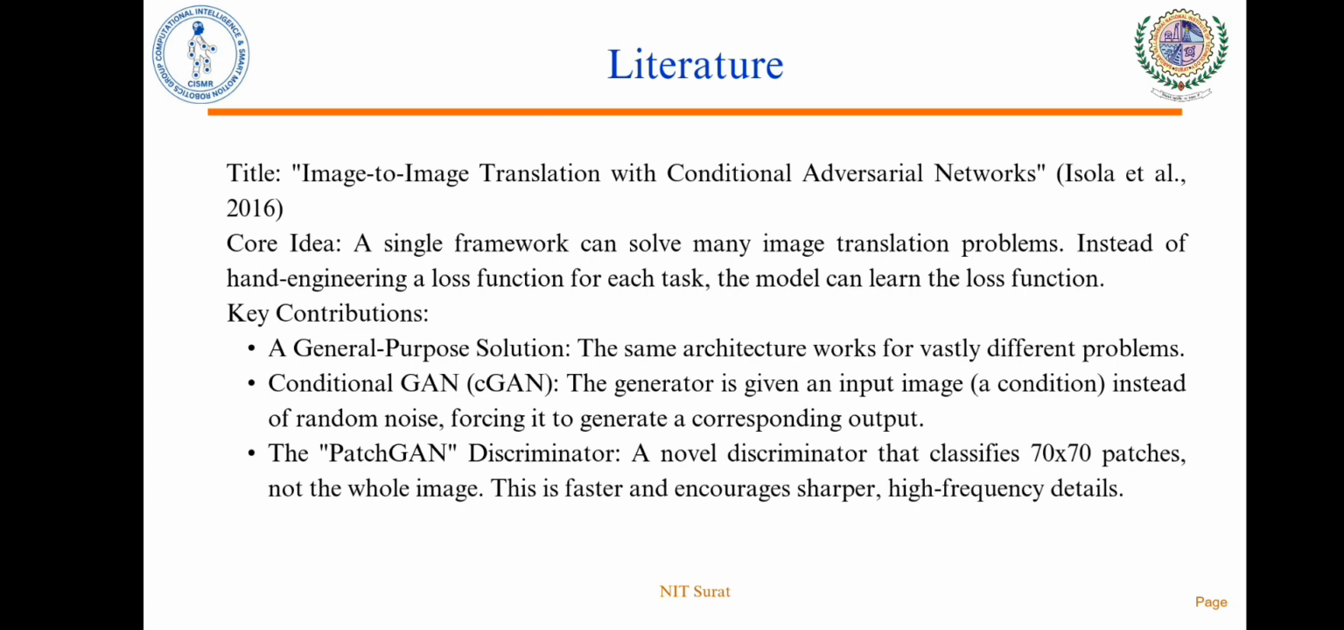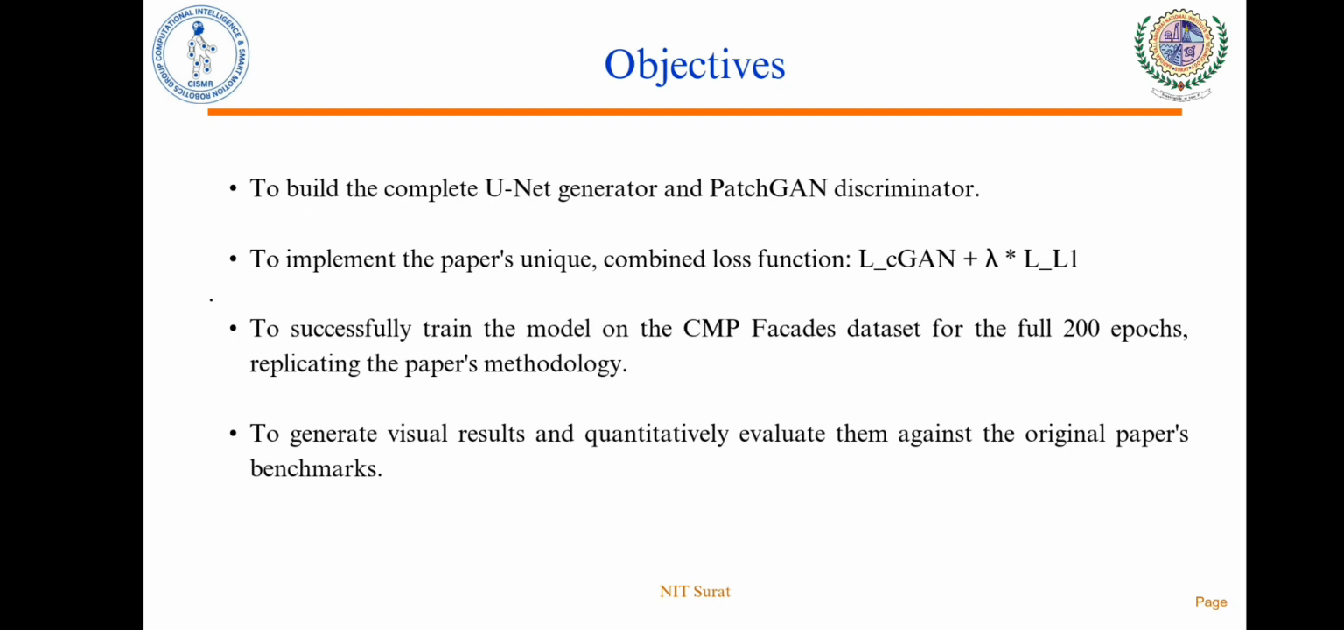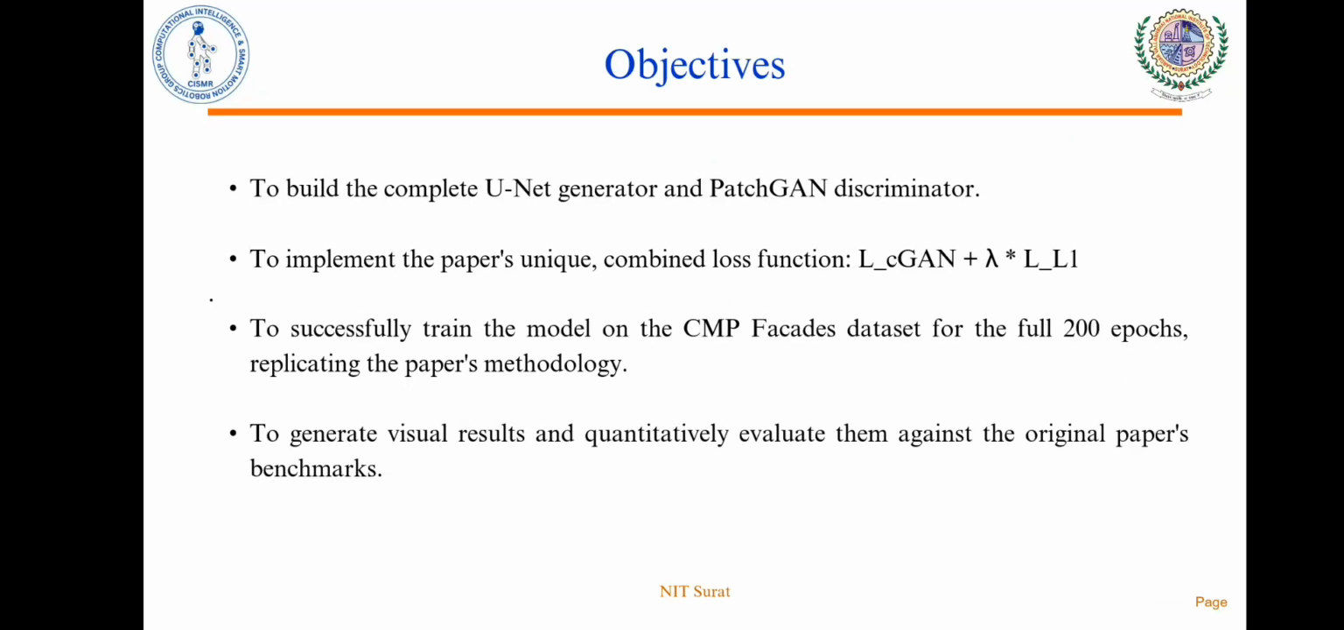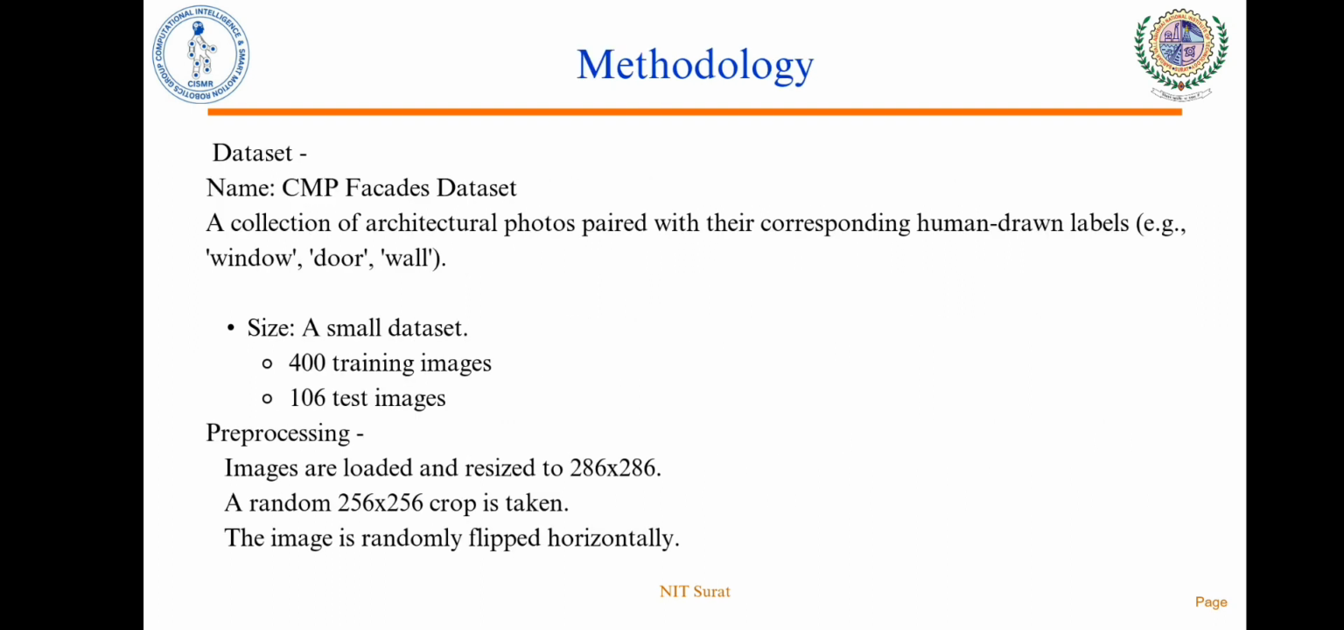The objective of our project is to build the U-Net generator and PatchGAN discriminator from scratch. Then implement the combined loss, cGAN loss plus L1 loss. Then train for 200 epochs on the CMP Facades dataset exactly like the paper. Then generate results and compare them with the original paper's performance. Next slide.